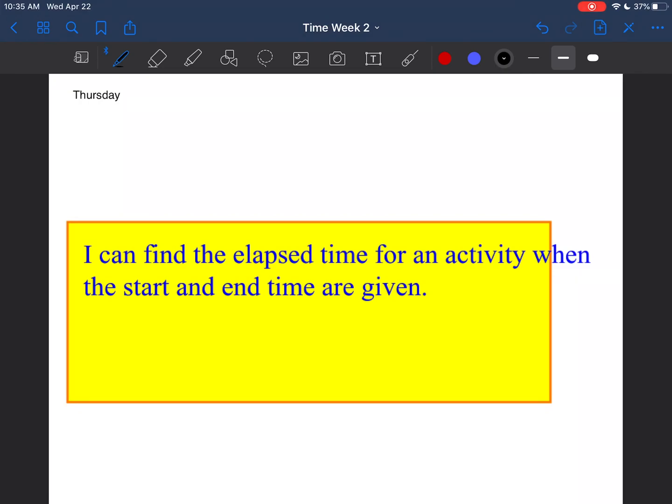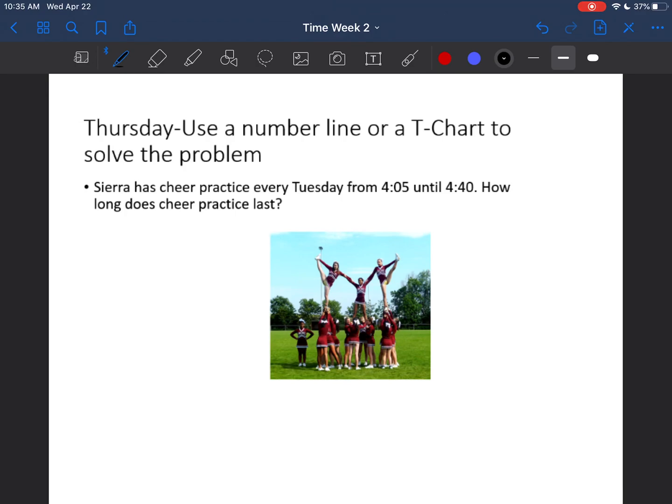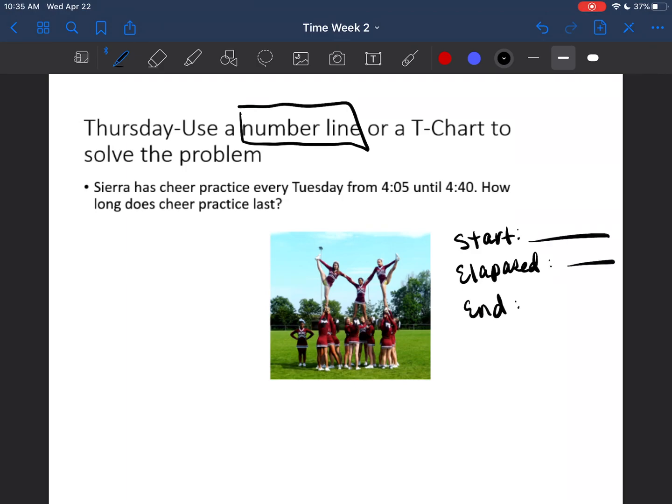Let's look at our first problem here. Use a number line or a T-chart to solve the problem. Well, I'm going to be working with just number lines today because many of us are comfortable with the number lines, okay? That's what I'm going to be focusing on. If you look at this problem, notice that the graphic organizer that we've been using is not set up. So that is the very first thing I'm going to do. I'm going to write start, elapsed, and end on my paper because by doing this, it helps organize the information and really helps me understand what I'm solving for.